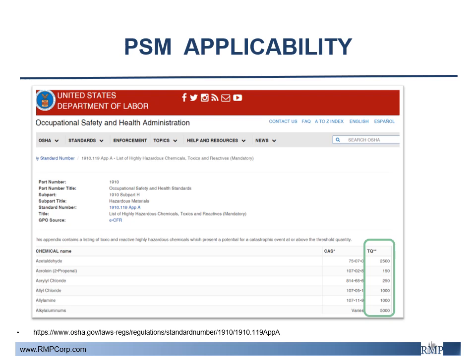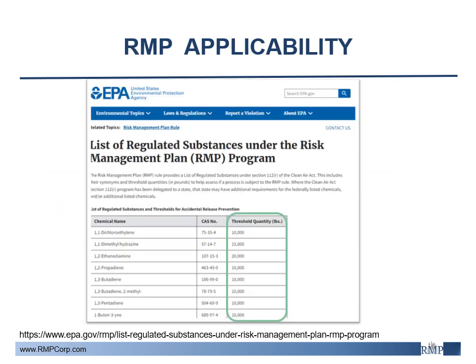If you're listening in, you probably already are aware whether or not your facility is applicable to PSM RMP, but just in case, you can always go to the website below, OSHA.gov, look for the list of highly hazardous chemicals. You'll see on the bottom left the chemical name, and on the right end of that TQ, that's going to be the threshold quantity in pounds. If you're over that, then you will be applicable to PSM. Similar case with the RMP, you'll go to the website below, look for the list of regulated substances under the Risk Management Plan program, chemical name on the left, threshold quantity on the right. If you're above that, you are RMP applicable as well.